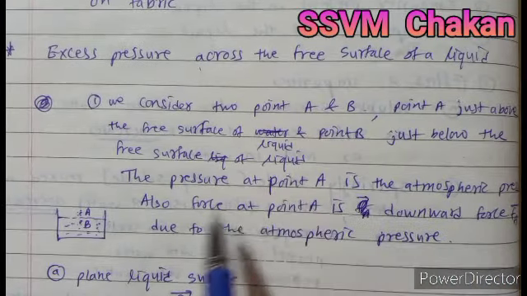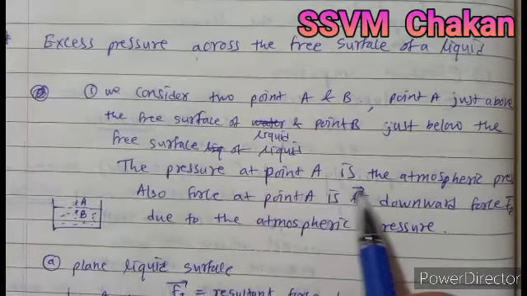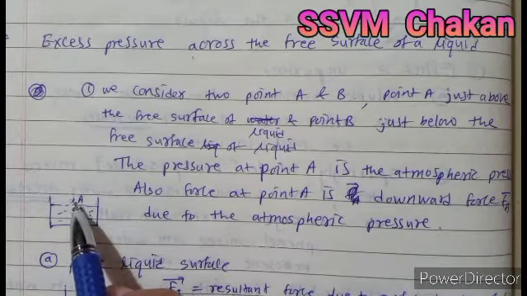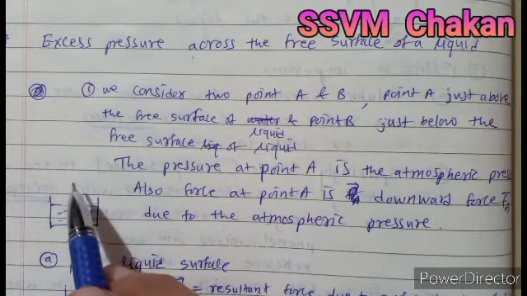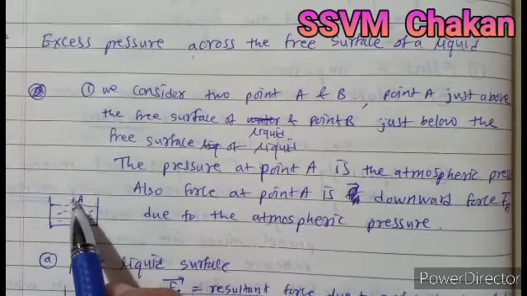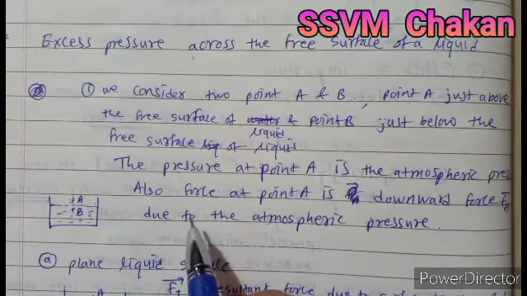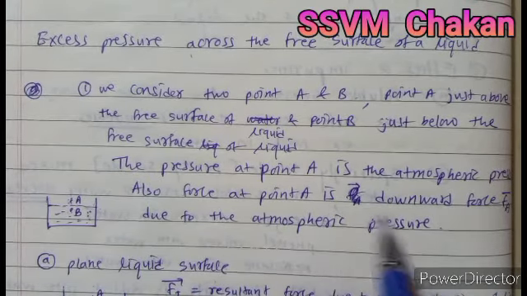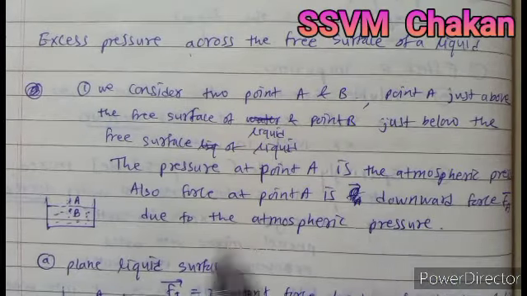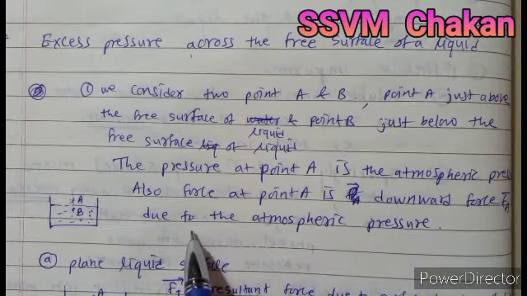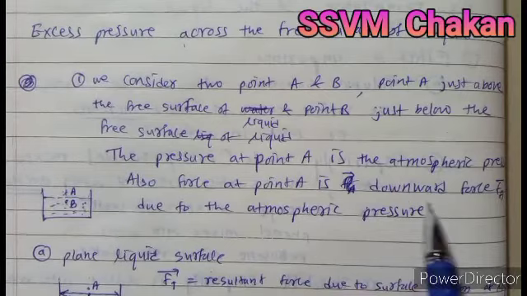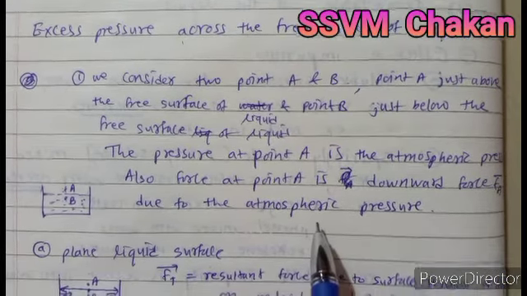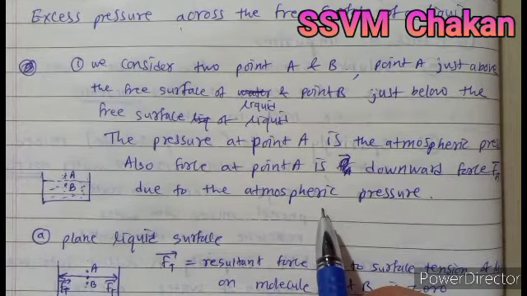So pressure at point A is atmospheric pressure because point A is in air and around it all air particles are present. They apply the pressure on the surface of a liquid. Because of the pressure, the force at A acting on the free surface of a liquid is a downward force denoted by Fa bar due to the atmospheric pressure.